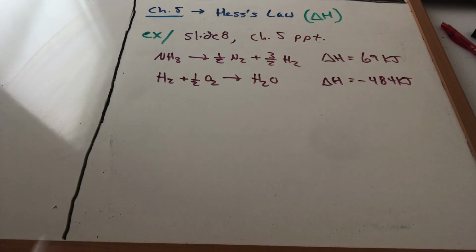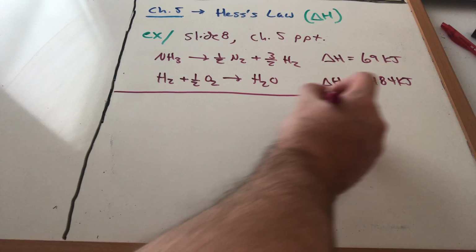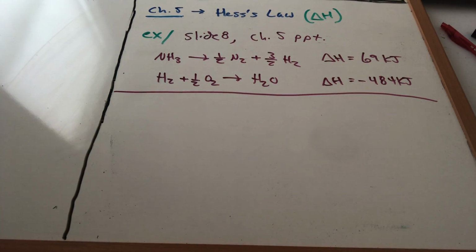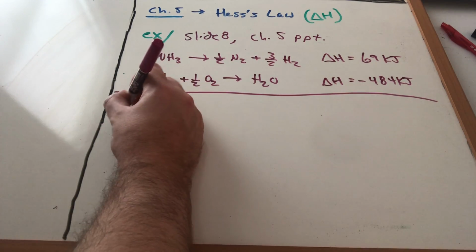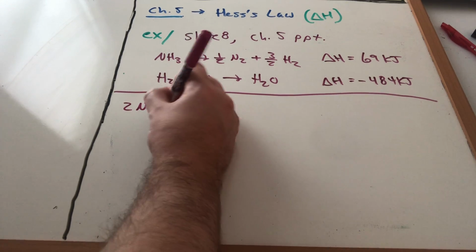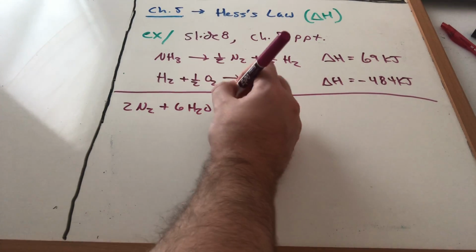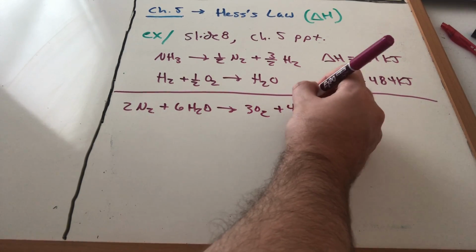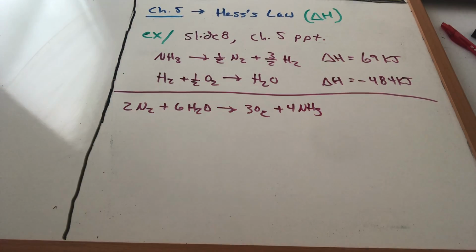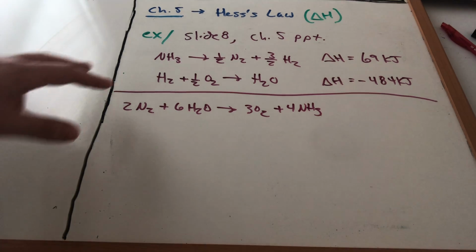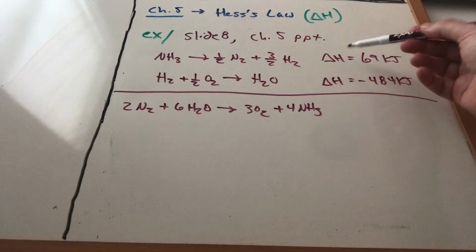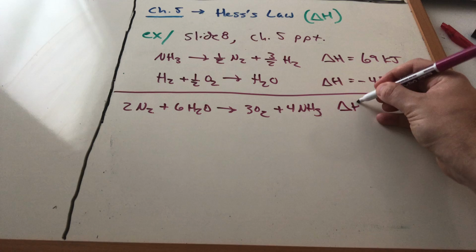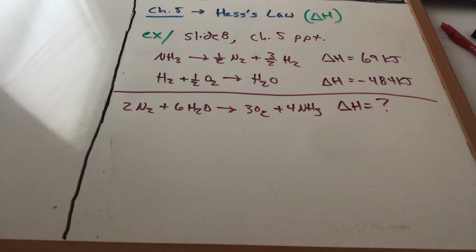And then just like the setup with the last problem, there's a target, right? And the target looks a little bit more complicated. It says 2N2 plus 6H2O yields 3O2 plus 4NH3. And any Hess's law problem is like this. Here's some individual reactions with known delta H's. What's the delta H for this reaction that has the same parts in it?